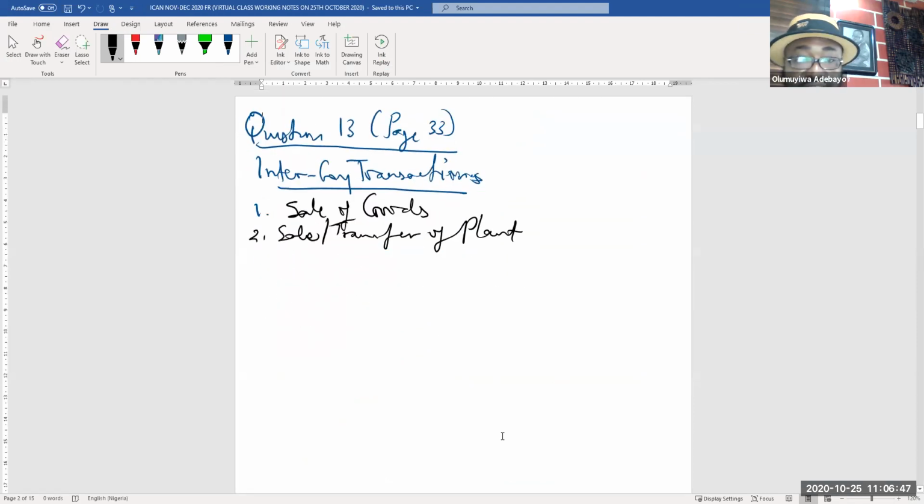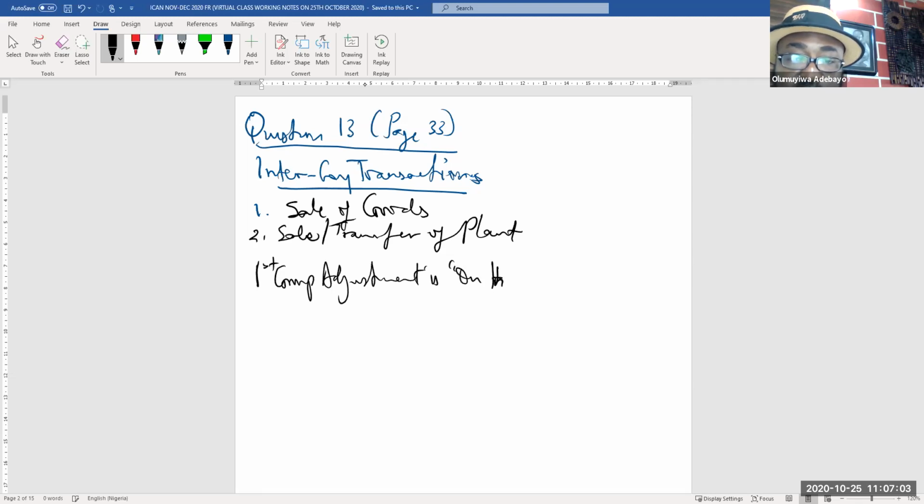Now, we have identified, let's now do the adjustment one by one. First adjustment is on what? Intra-group sale of what? Goods.